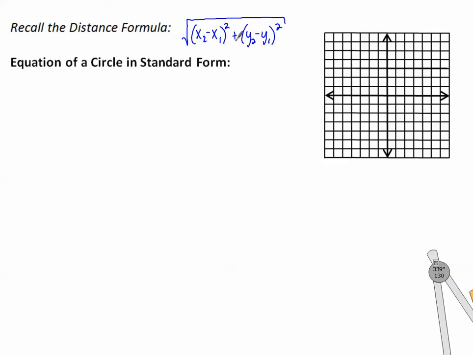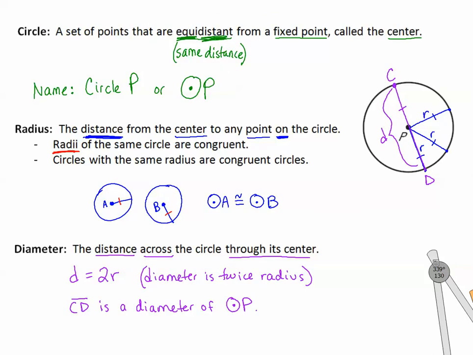Why recall the distance formula? Well, remember how a circle is defined. A set of points that are equidistant from a fixed point called the center. It's all about distance when we graph a circle. The radius is that distance that goes from the center to the point on the circle.